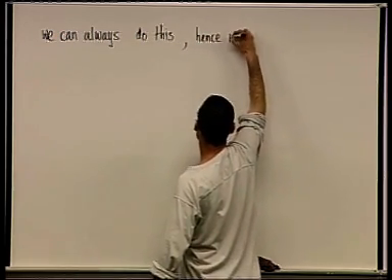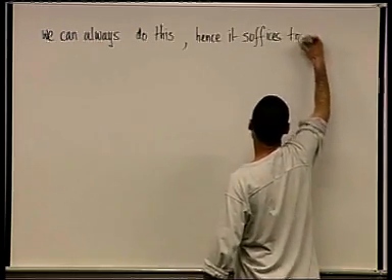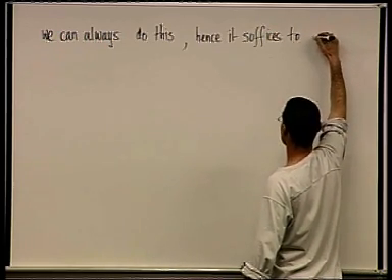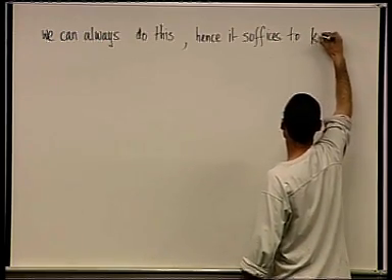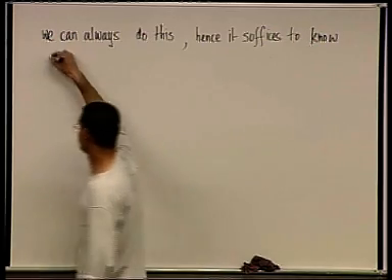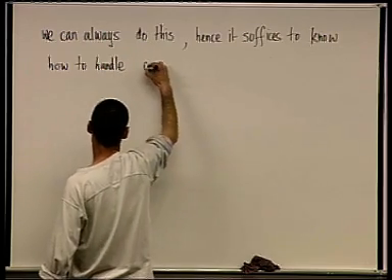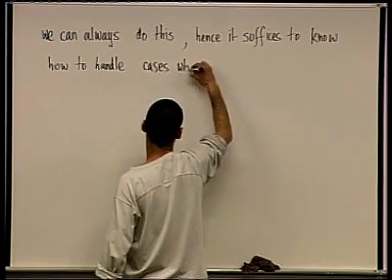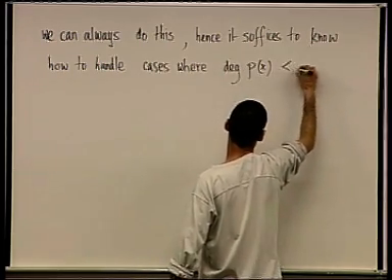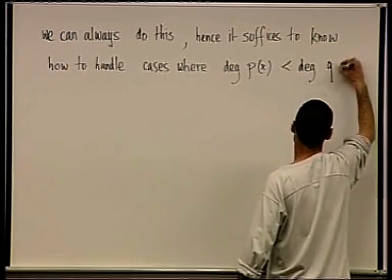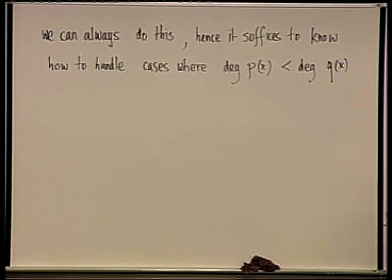Hence, it suffices to, well, I want to do examples to know how to handle cases where the degree of p, the top polynomial, is less than the degree of q. Okay? Clear? Good?